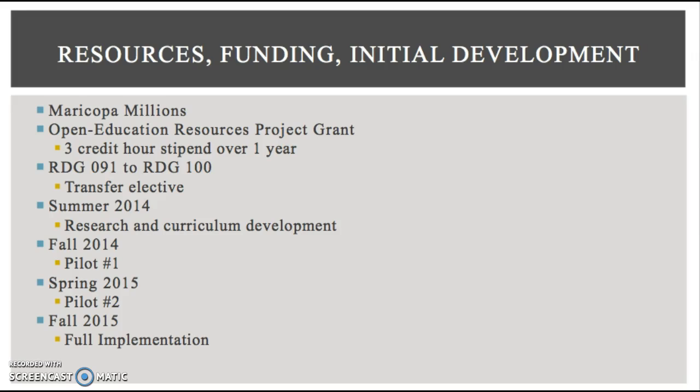Another reason we changed the course from Reading O91 to Reading 100 is, number one, because it was a transfer elective. But as we decided to revamp the curriculum, we took advantage of our Maricopa Millions project at our district that is striving to save students millions of dollars by not having to purchase textbooks. So we received an Open Education Resources Project grant, which provided the 3 of us who developed this course curriculum a 3 credit hours stipend over 1 year. It wasn't much money, but at least it was a little bit to help us with our development.